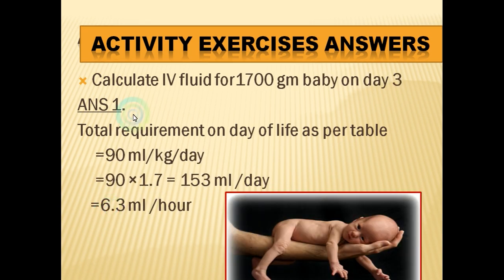Okay. So next is 1700, same baby for day 3. Okay. So on day 3, 1700. So the requirement is 90 ml. So 90 into 1.7, that is 153 per day. So 153 divided by 24 will give you 6.3. So what you need to give is, because it is 6.3, we give 6 ml per minute.